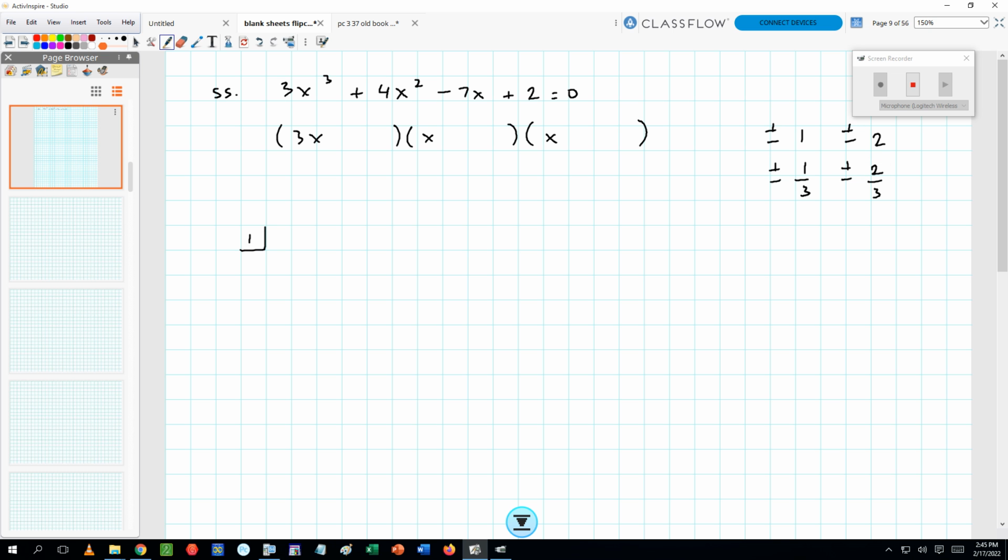1s. Three comes down. 1 times 3 is 3. Add that, you get 7. 1 times 7 is 7. That cancels that out. 1 times 0 is 0, but it doesn't cancel that out. -1. 3 comes down. -1 and 3 makes -3. I add, I get 1. -1 and 1 makes -1. I add, I get -8. -1 and -8 do not cancel the 2. That gives you a 10, actually. Try the 2s.